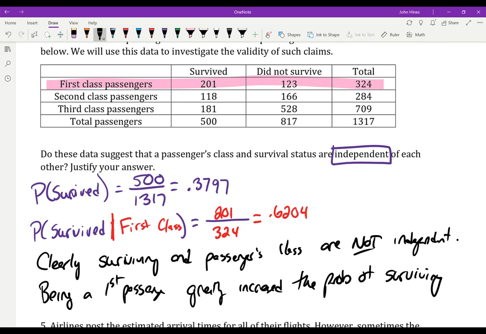You could have also used other probabilities here. This isn't the only way to do this problem. You could have used lots of different probabilities and you would have ended up with the same result, that there's some imbalance here, there's some inequity, which means that they are not independent. Independent would mean it doesn't matter if you're first class, second, or third class, there's a 38% chance you survive. But that's not the case. 62% of my first class passengers survived, whereas overall on the whole boat, only 38% of people survived.